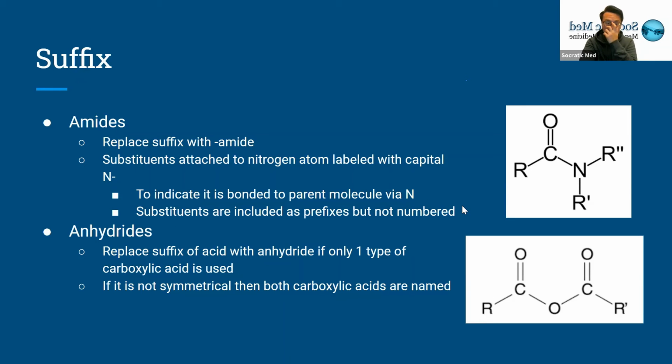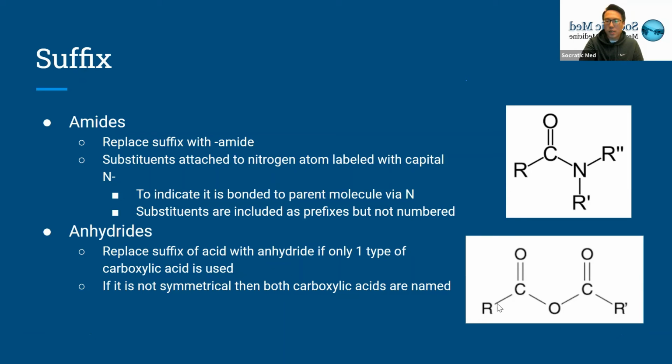And lastly, anhydrides. So these are created by reactions of 2 carboxylic acids. So to name it, you have to replace the suffix acid of the carboxylic acid with anhydride. When there's only one type of carboxylic acid, you can just replace the acid with anhydride. So if it was propanoic acid, you could just call it propanoic anhydride.